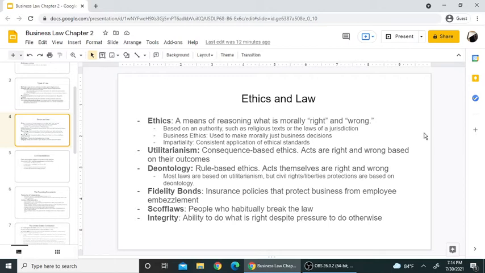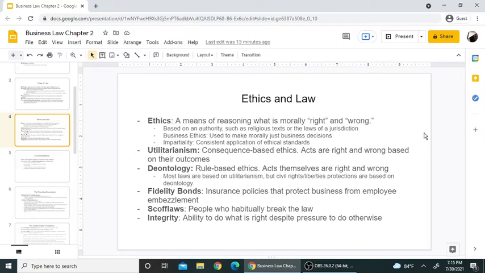So let's talk about ethics and law. Ethics is basically a means of reasoning through what is considered morally right and wrong. To conduct ethical reasoning, you have to use certain authority, like a religious text or the laws of a certain jurisdiction.